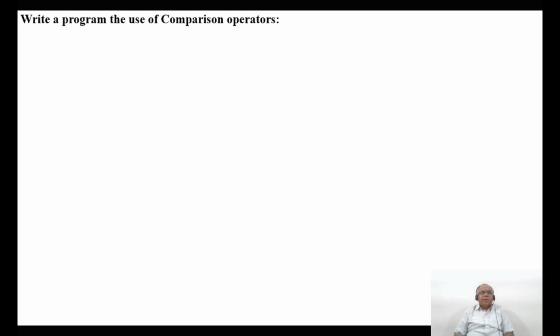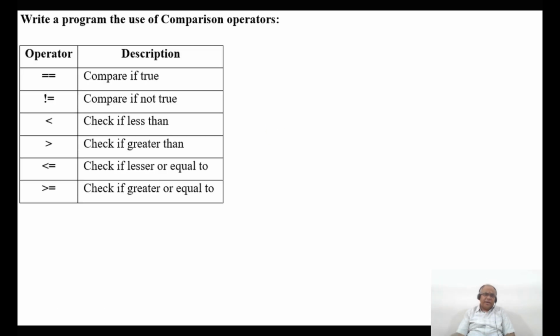Now, in this video, we are going to take up one more program: the use of comparison operators. How can we compare values? The description is: double equals compares if it is true; not equal to compares if not true; less than checks if less than; greater than checks if greater than; less than or equal to checks if lesser or equal to; greater than or equal to checks if greater or equal to.